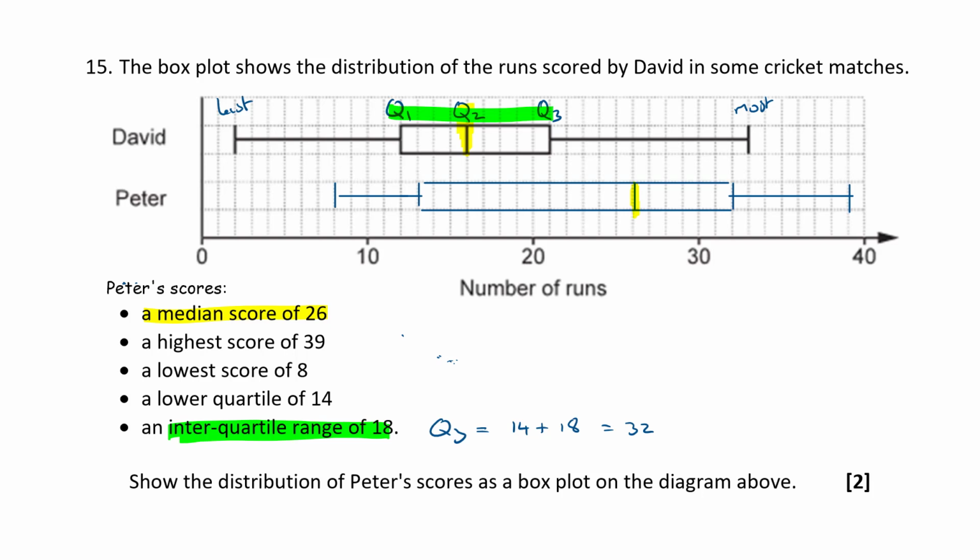So his upper quartile is 21, and his lower quartile is 12. So his interquartile range is going to be 21 subtract 12, it's 9. Okay, so his interquartile range is 9. Peter's is 18. So David is the more consistent player, isn't he? Because his interquartile range is smaller.